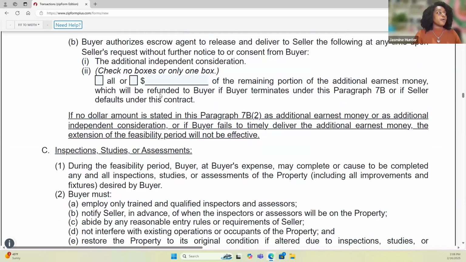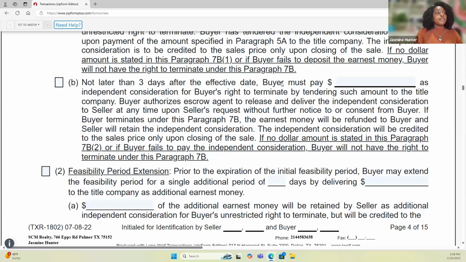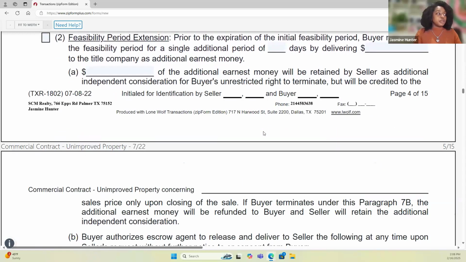So the buyer will authorize the agent to release and deliver to the seller the following at any time upon seller's request without further notice or consent to the buyer, and it's whatever the remaining portion of the additional earnest money which will be refunded to the buyer is. Now, Jasmine, what is this talking about? So when you scroll back up here, the buyer can pay independent consideration of the buyer's right to terminate, tendering such amount. Okay.